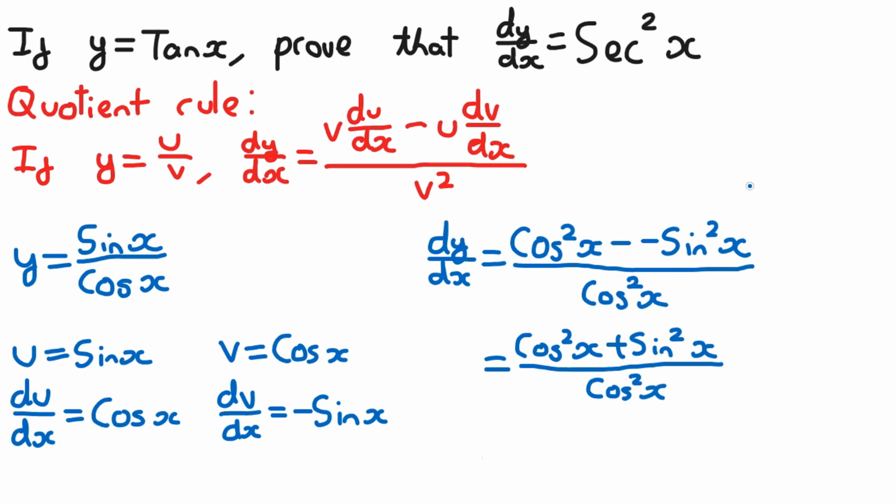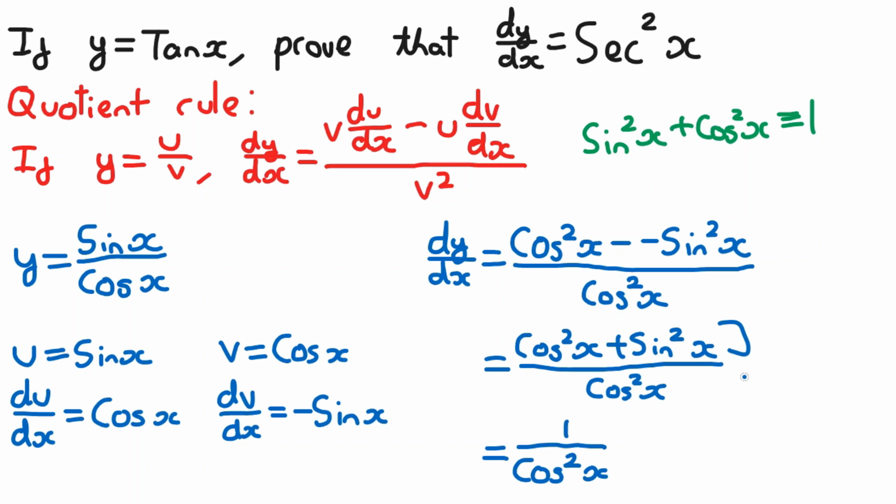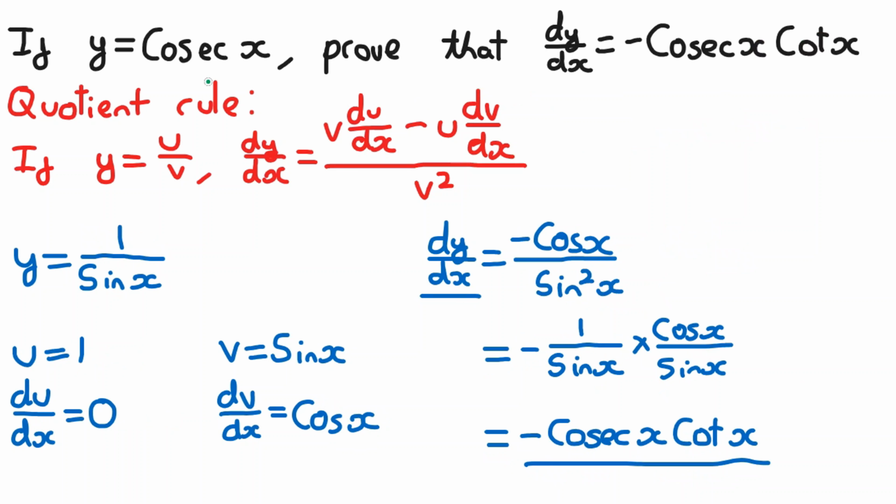Remember the identity that sin squared x plus cos squared of x is equivalent to 1, so this up here is just equivalent to 1, and then 1 over cos squared of x, which we talked about in chapter 6, is sec squared of x. So dy over dx is sec squared of x. And then the other three are the exact same.